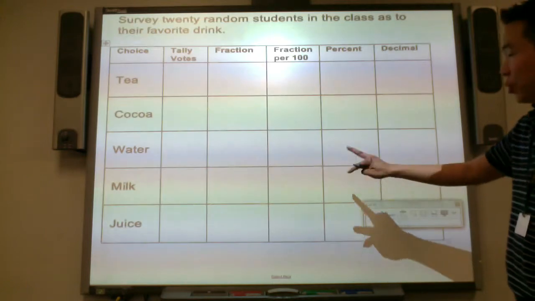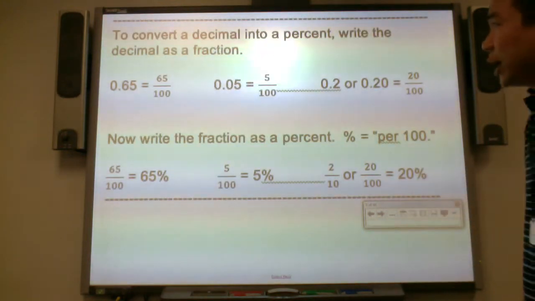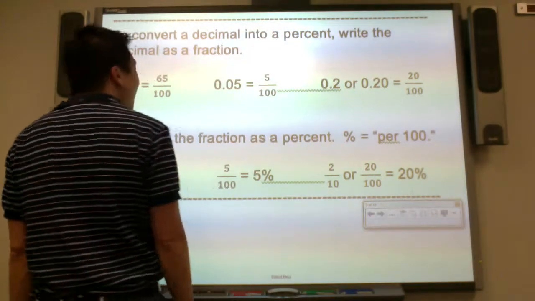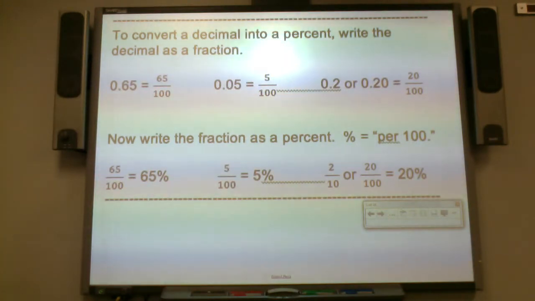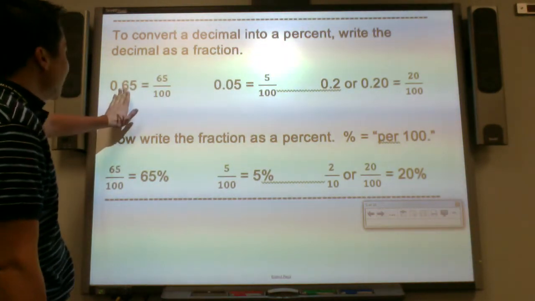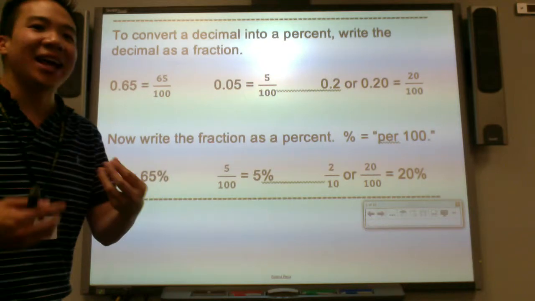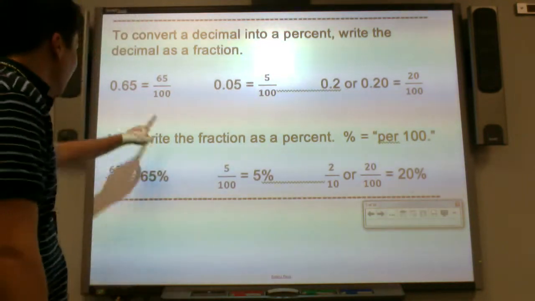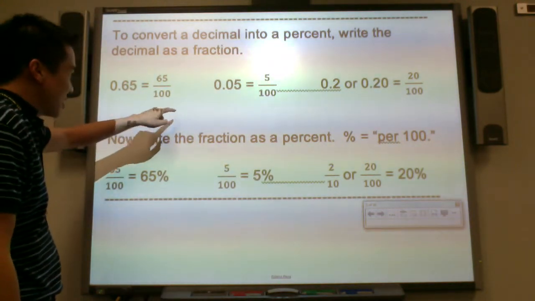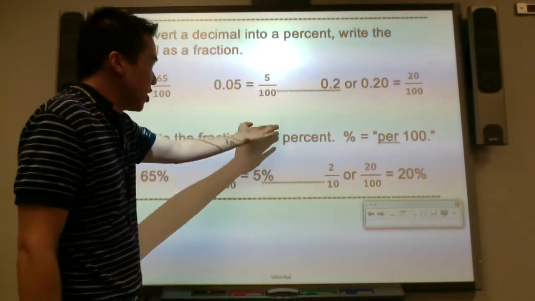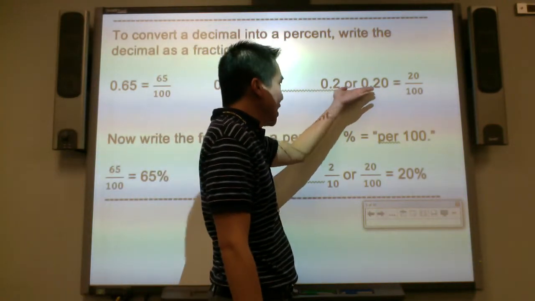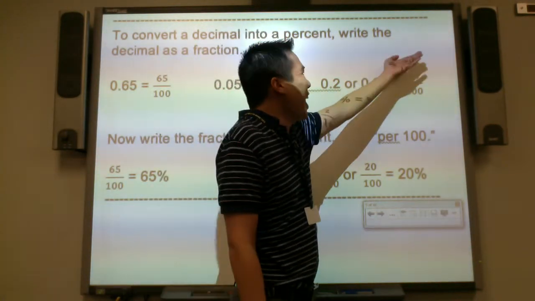All right, during class we're going to be doing a survey. So how do you turn a decimal into a percent? Well, the way you do it is you write the decimal as a fraction. You write it as you say it, by place value. This is 65 hundredths. This is 5 hundredths. This is 2/10, which is really 20 hundredths.